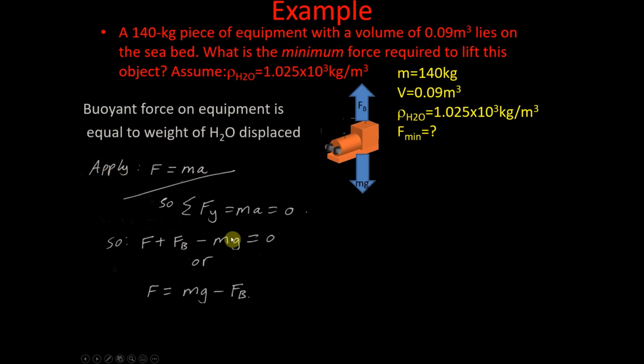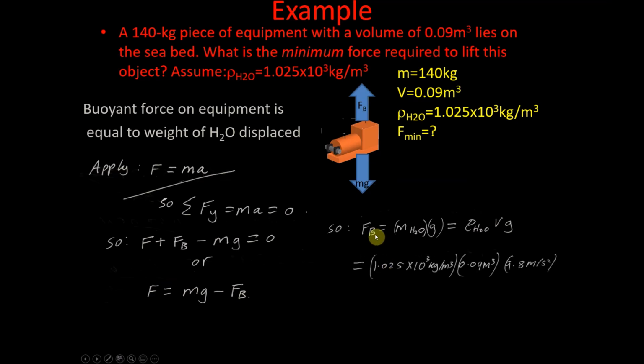So if we actually write out all our forces, we're going to have F plus FB minus mg equal to 0, or the force we require is going to be mg minus FB. Always draw the diagram. This expression here comes from these vectors.